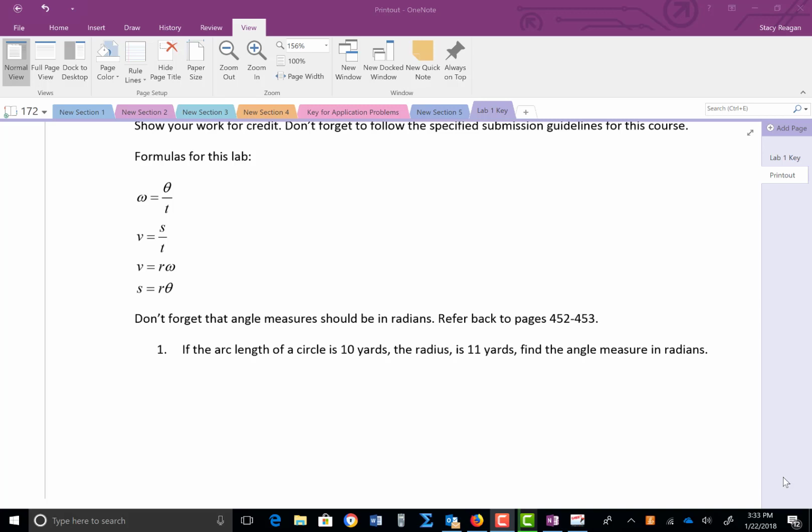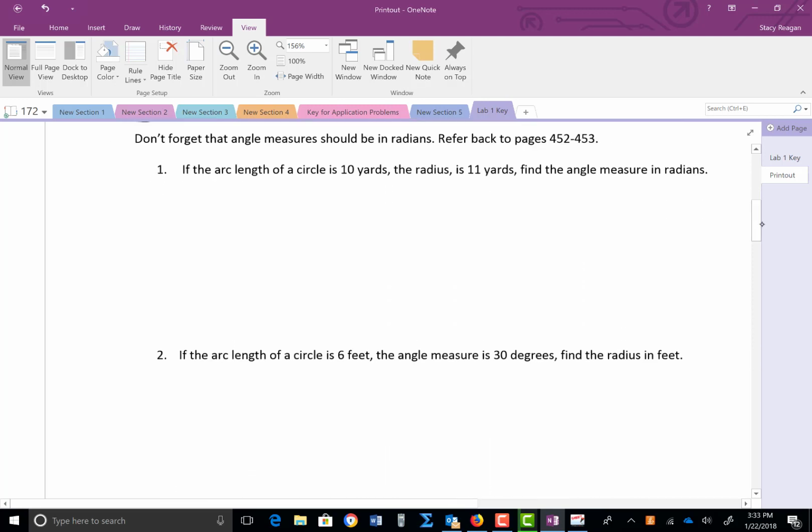So if we take a look at this lab, we have 4 formulas. We have 2 that we can use for angular velocity, because we have this one where we have radians over time, but we also have this one where we could get omega by itself and have this. So we have those 2 formulas that we could use. We also have 2 formulas that we can use for linear velocity. So those are the 2 things that we're using. And then this one is for your arc length. So that's what we have on this slab.